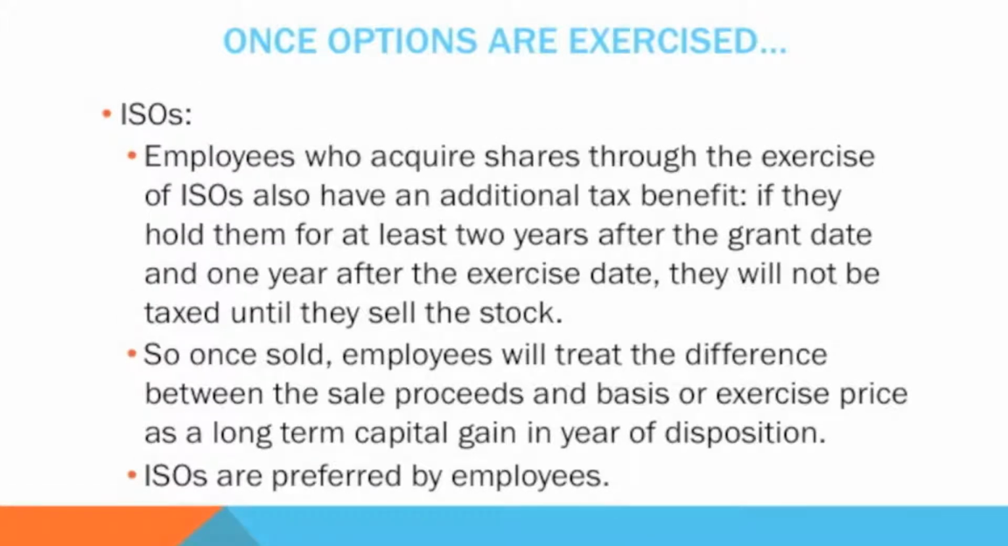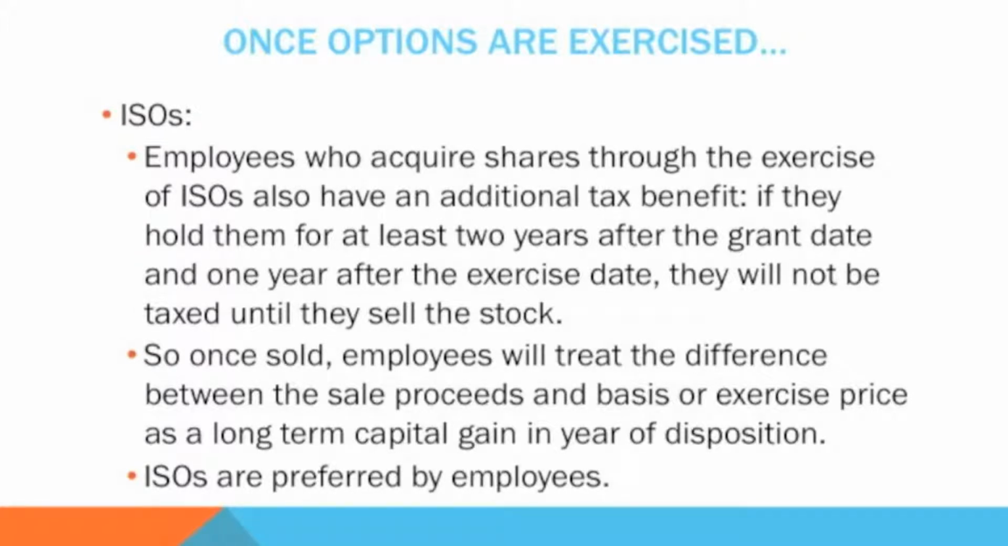This is for incentive stock options. Employees who acquire shares through the exercise of incentive stock options also have an additional tax benefit. If they hold such shares for at least 2 years after the grant date and 1 year after the exercise date, they will not be taxed until they sell the stock. So once they sell the stock, employees will treat the difference between the sale proceeds and the tax basis, or exercise price, as a long-term capital gain in the year of disposition. Therefore, employees prefer ISOs to NQSOs.